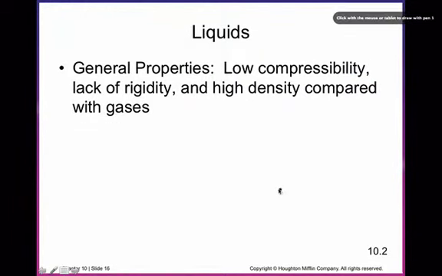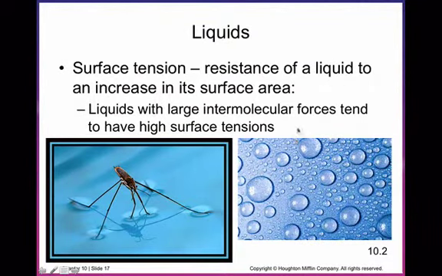All right, we're going to skip to liquids. So general properties. Liquids have low compressibility, lack of rigidity, so we know all of this. High density compared with gases. We know all of these things. There are a couple properties of liquids, though, that you need to be familiar with.